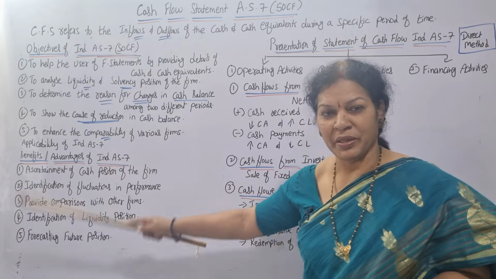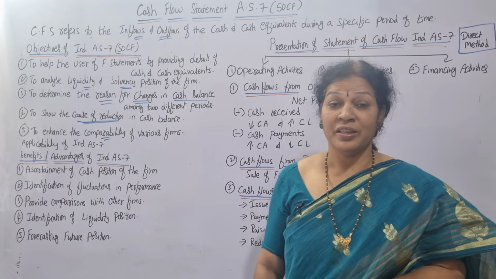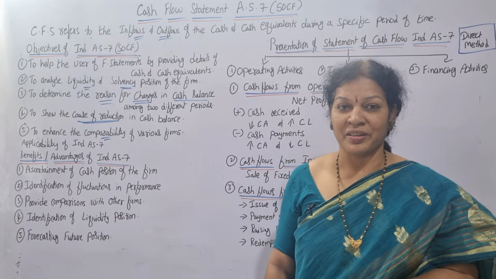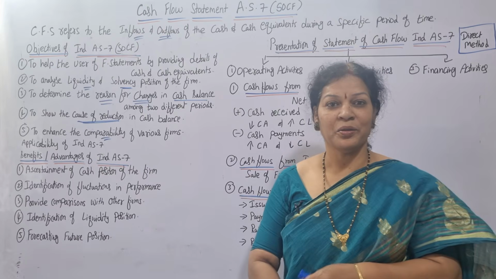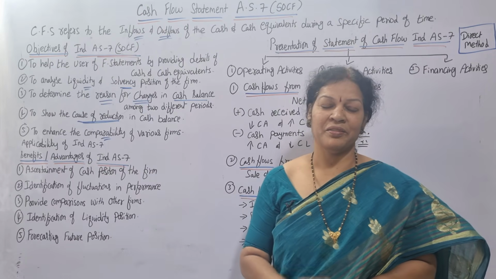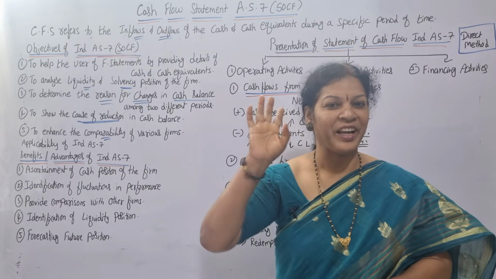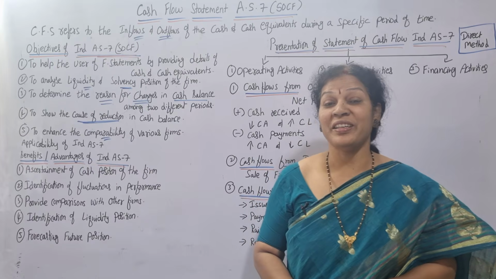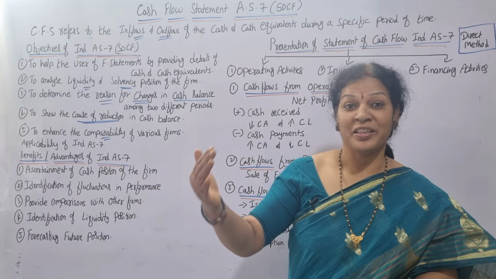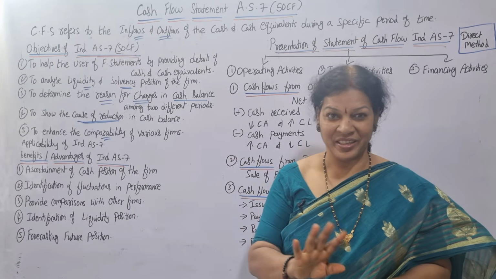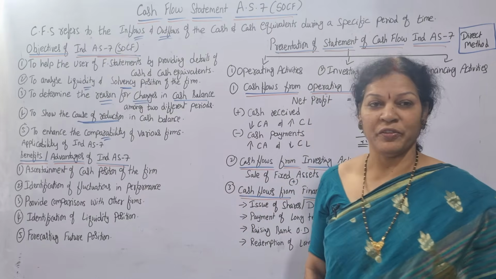So these are the main benefits or advantages of Indian Accounting Standard 7. If I say Indian Accounting Standard 7, you must easily say this is about the cash flow statement. Need not say cash flow statement is Indian Accounting Standard 7. Clear? So objectives and benefits you have seen.